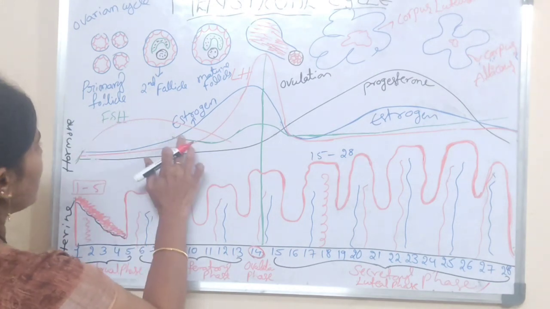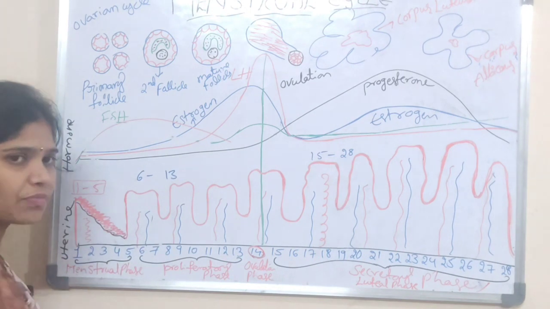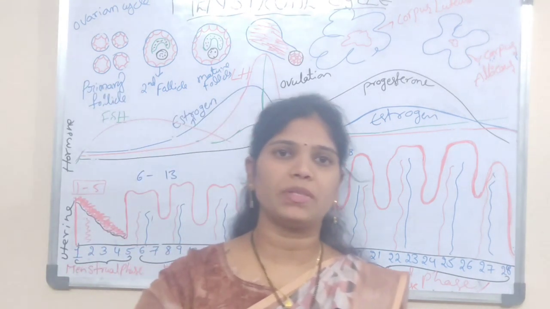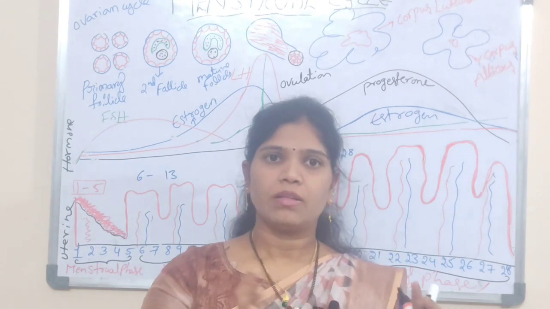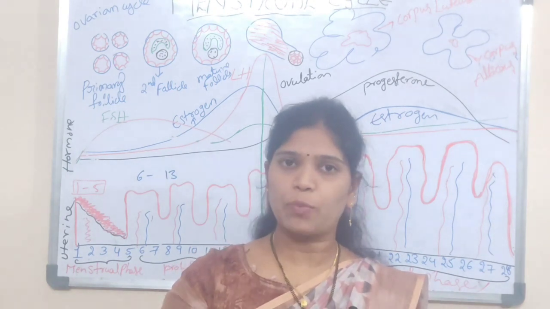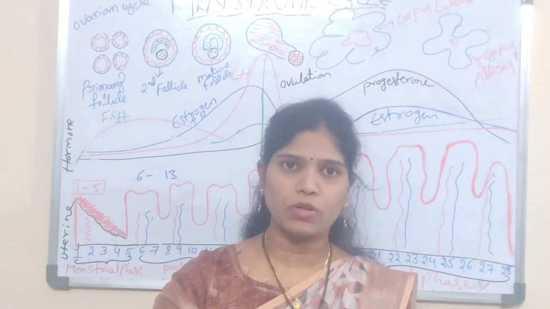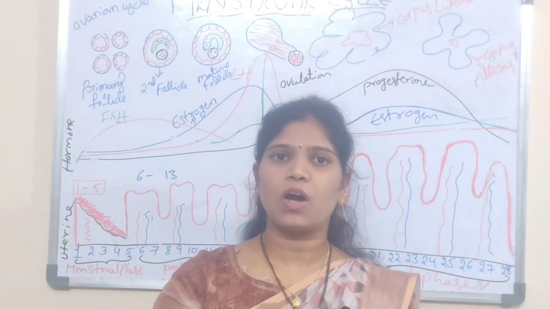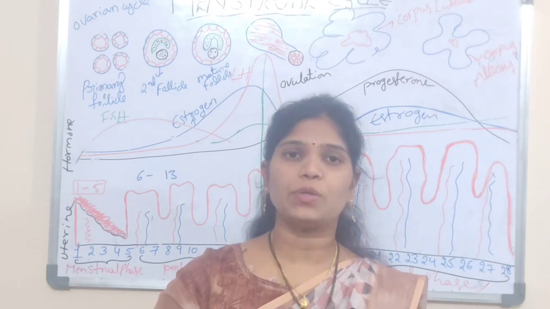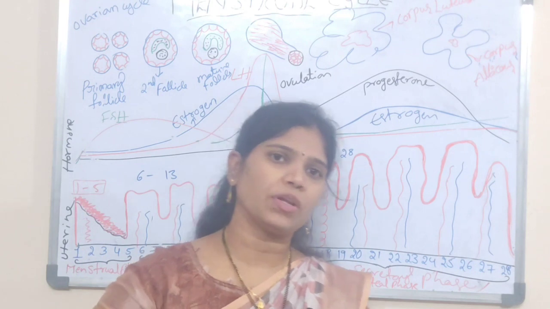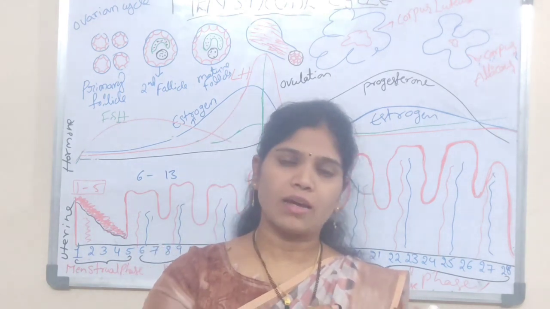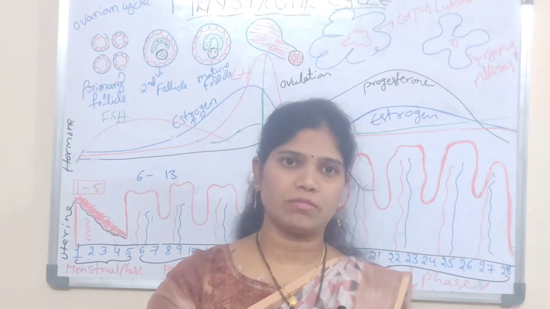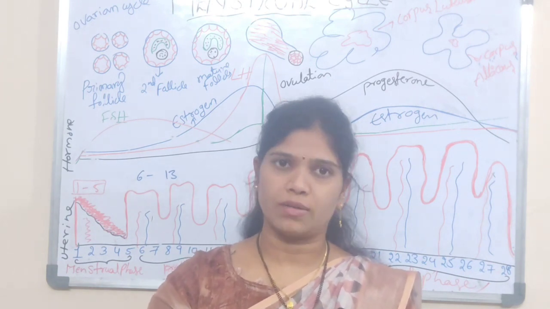So where do they get this FSH hormone from? In our brain there is a hypothalamus. From the brain, the hypothalamus releases one type of hormone called GnRH hormone. This GnRH hormone stimulates the pituitary gland. In our brain we have the pituitary gland. The GnRH hormone comes from the hypothalamus and stimulates the anterior pituitary gland.